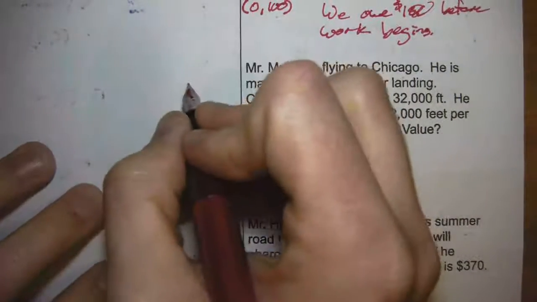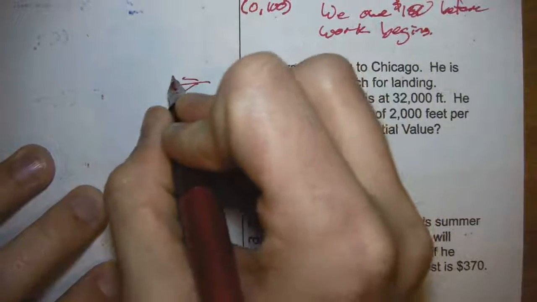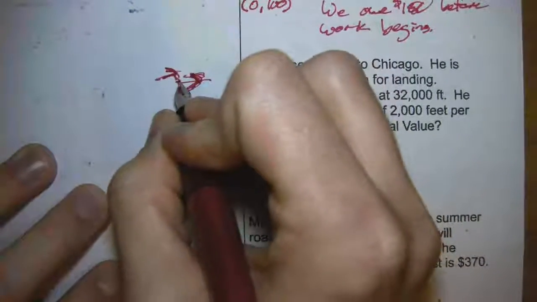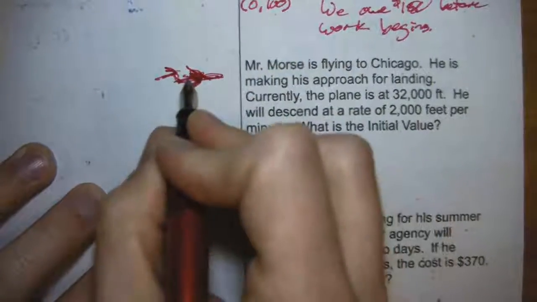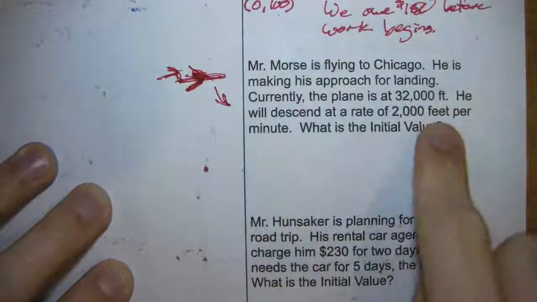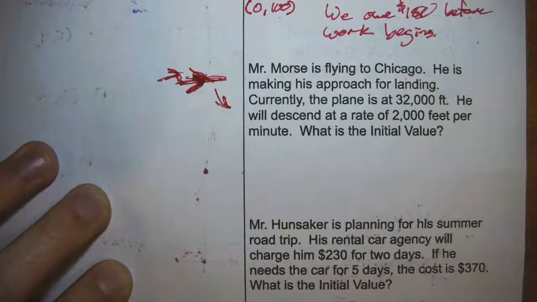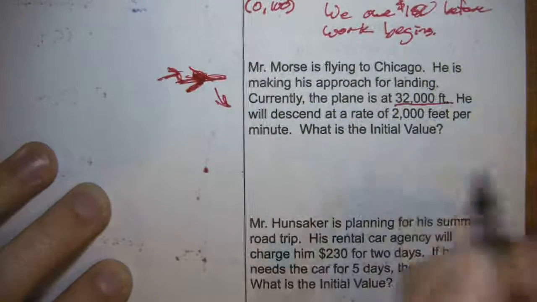So that tells me if he's in his airplane, I'm not going to draw a decent airplane. That's horrible. Let me try and make it a little better. There we go. So there's the airplane. All right, and it's descending, right? It's heading downward at 2,000 feet per minute. So that's the rate of change. The question is, what's the starting point? And in this case, it's the 32,000 feet.